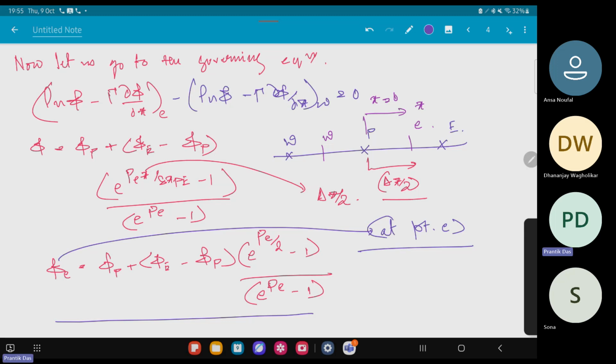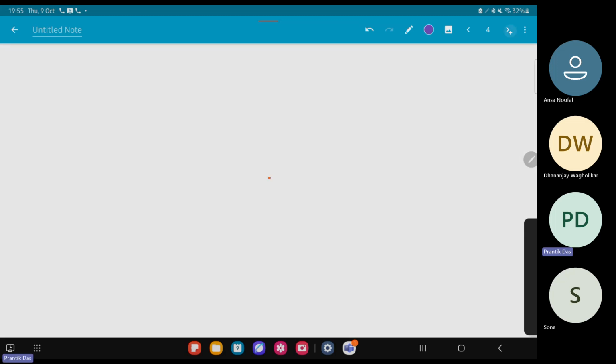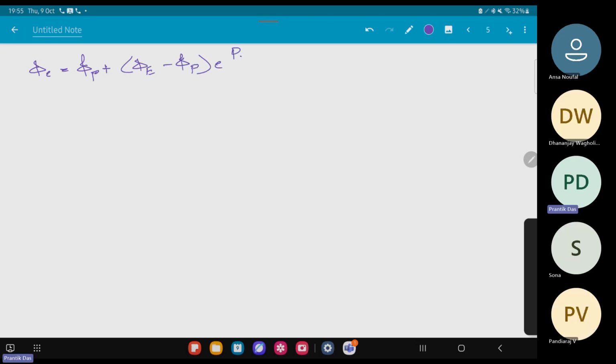Hello. So now going to that of the phi small e itself. Phi small e is basically equal to phi p plus (phi E minus phi p) times (exponential of Peclet number divided by 2 minus 1) divided by (exponential of Peclet number minus 1). So now, rho u phi e minus gamma d phi dx at e.